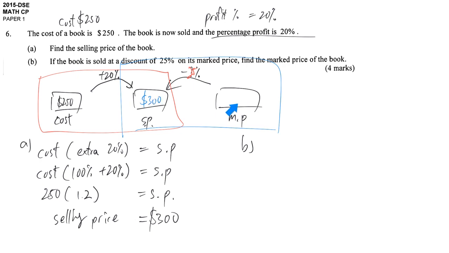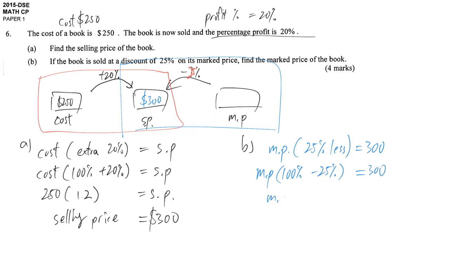So we just follow the arrow. From the market price, deduct 25%, will become 300. From the market price, 25% less will give you 300. Now translate very carefully. 25% less, that means on top of the 100% original amount, we deduct 25% from it. So that means 0.75 times the market price, the original price, will become 300.